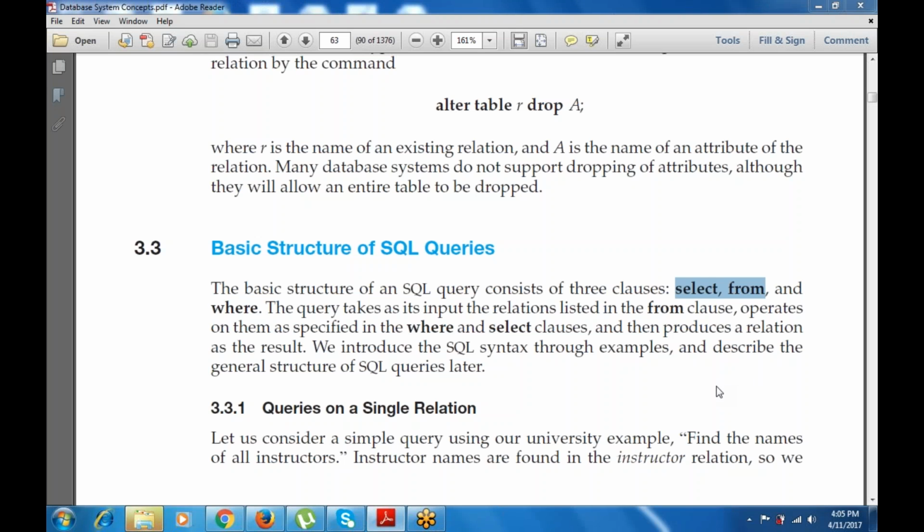Yes, today's topic is the structure of a SQL query. That means what is the syntax, and what is an example of a SQL query.